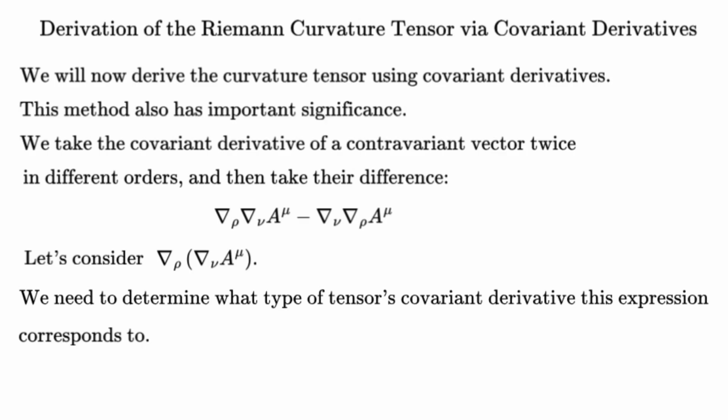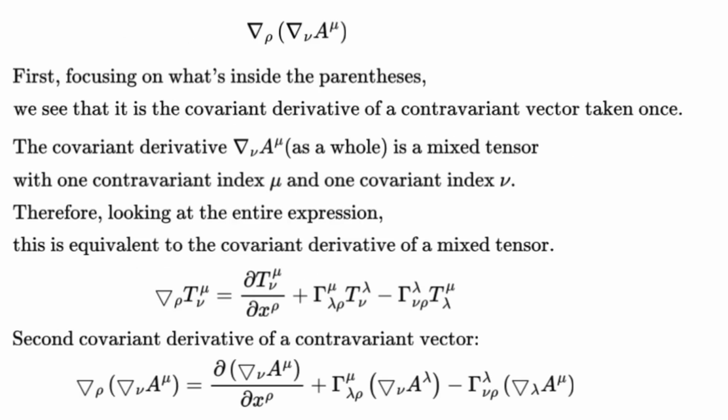Let's consider nabla rho, nabla nu A mu. We need to determine what type of tensor's covariant derivative this expression corresponds to. First, focusing on what's inside the parentheses, we see that it is the covariant derivative of a contravariant vector taken once. The covariant derivative nabla nu A mu, as a whole, is a mixed tensor with one contravariant index mu and one covariant index nu. Therefore, looking at the entire expression, this is equivalent to the covariant derivative of a mixed tensor.